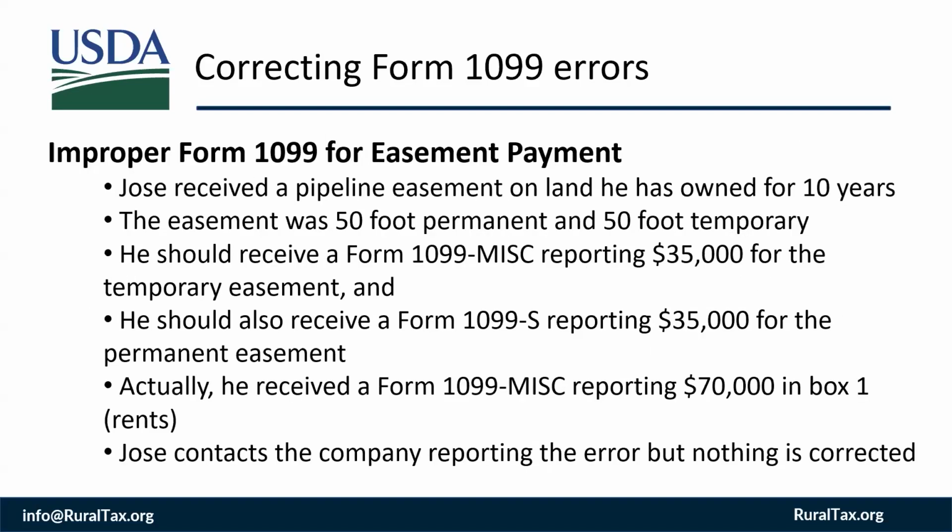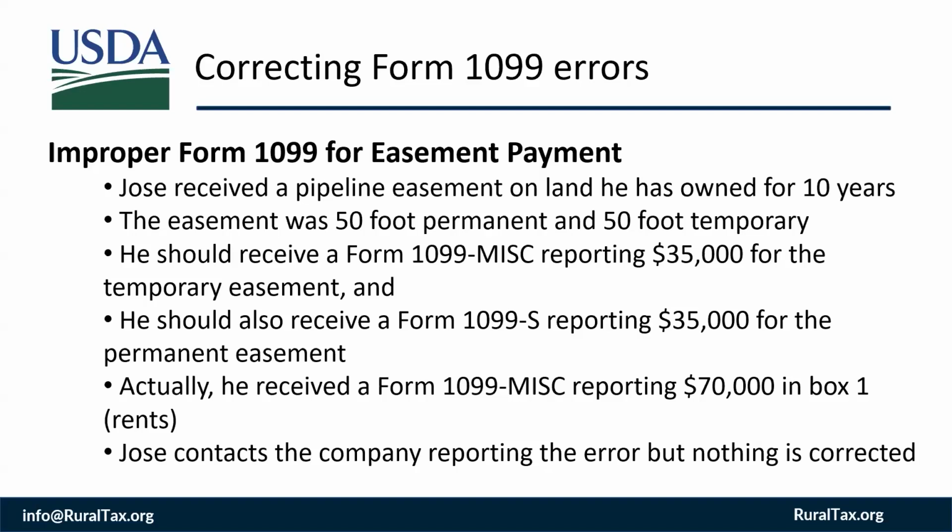So here's an example. Jose has a pipeline easement on his land he's owned for 10 years. There's a 50-foot permanent easement and a 50-foot temporary easement. That's how wide it is. He should receive a 1099 miscellaneous for $35,000 for the temporary easement, and he should receive a 1099-S for the $35,000 for the permanent easement. What he actually received was a 1099 miscellaneous with a full $70,000 in box 1. If he leaves it there, he's going to pay ordinary income tax on the full $70,000, and it may not be that way.